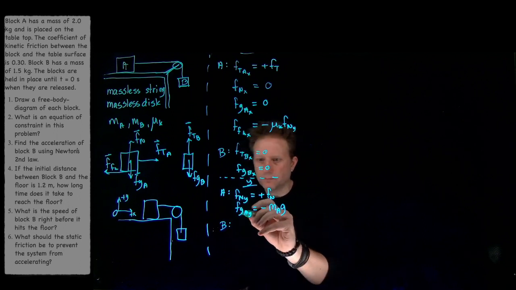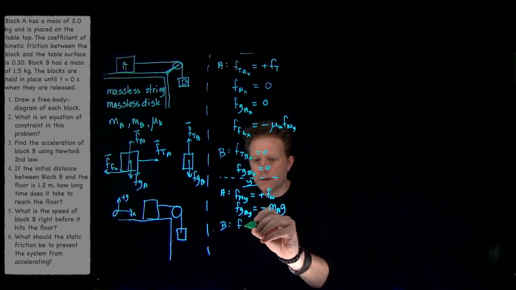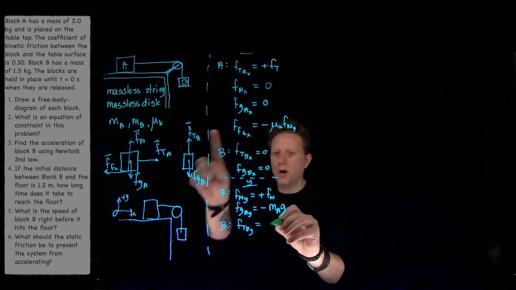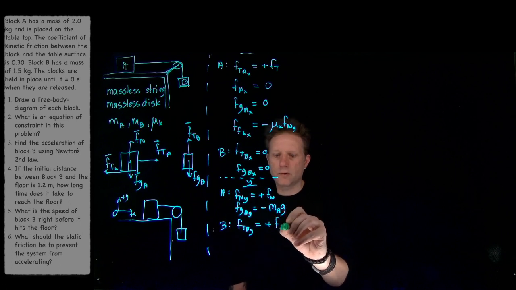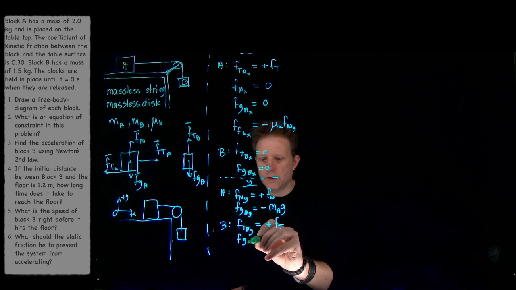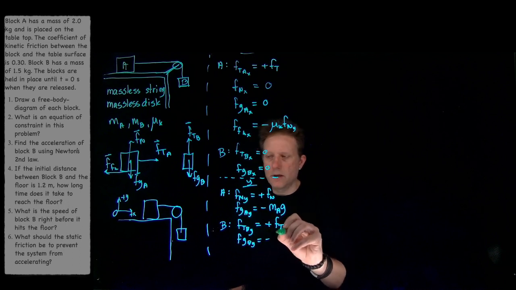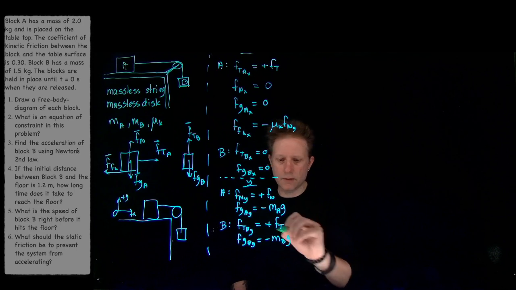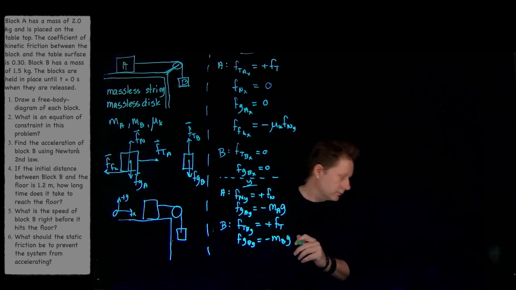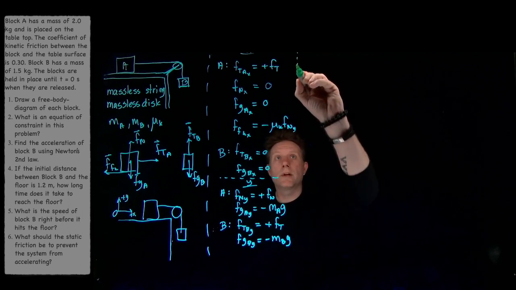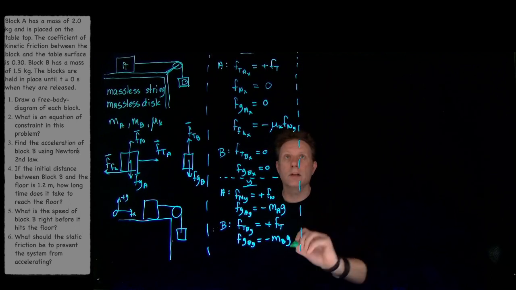For box B, we have a tension force in the y direction that is positive, and it's just the force of tension. And then we have the force of gravity acting on B in the y direction. It's a negative component, so it's negative mass B times the acceleration of gravity. That's good. So now we're ready to insert all this into Newton's second law.